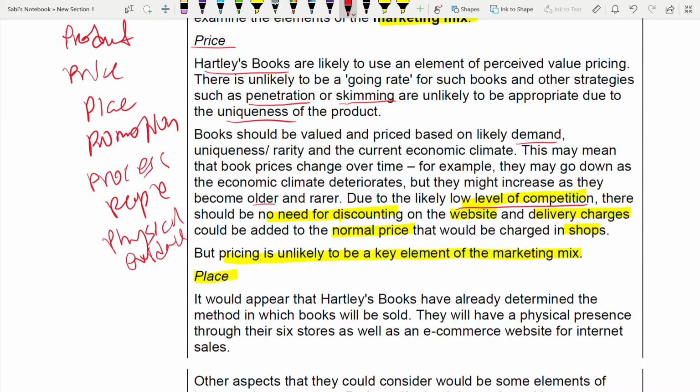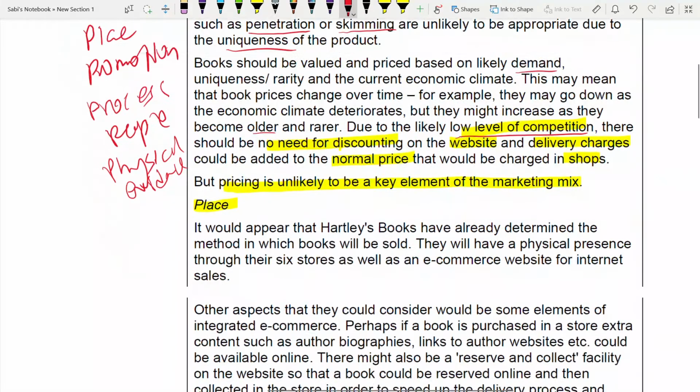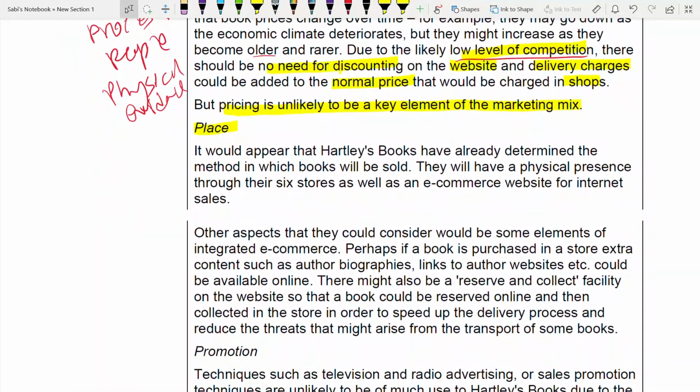Okay? You can go through the answer. Place. You need to think, where are books mostly sold? In which places? Libraries? Physical stores? Okay, so that is already there. They already have 6 stores. They are selling.